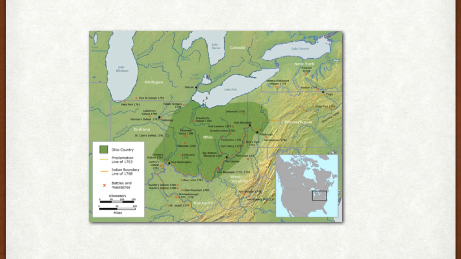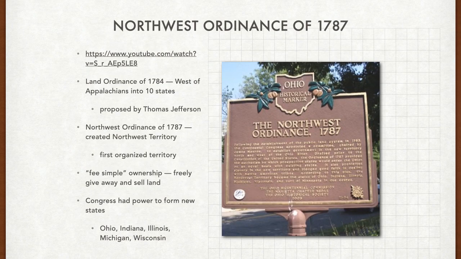So this is the Ohio region. So that's mainly what we're talking about. So this was called the Northwest Ordinance of 1787. If you look at video C, there's more information about this, and this picture is a historical marker sort of explaining the ordinance. Okay, so again, this is our last topic for today, so let's get into it.